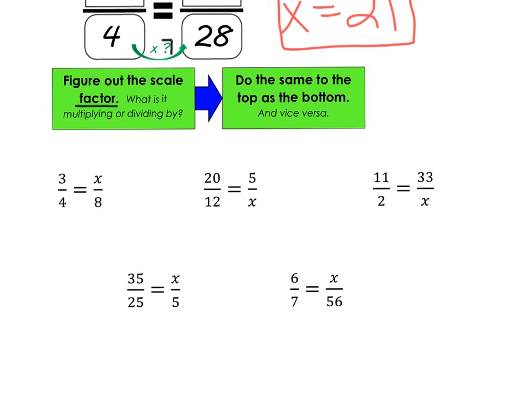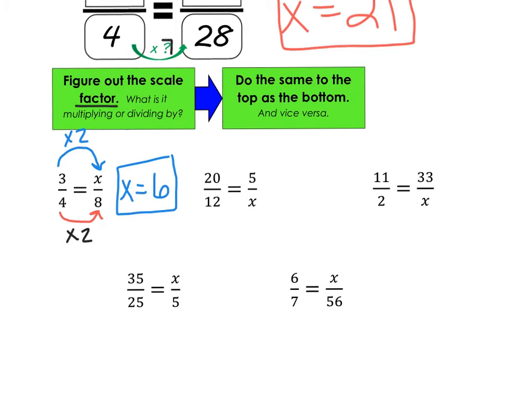All right, we're always going to start with the 2 numbers that we have. So I have 4 and 8, so I'm going to ask myself, how do I get from 4 to 8? What is it that I'm multiplying by to get from 4 to 8? Well, 4 times 2 gives me 8. So since I'm multiplying by 2 on the bottom, I have a scale factor of 2, so now I have to multiply the top times 2 as well. So 3 times 2 is 6. So x equals 6.